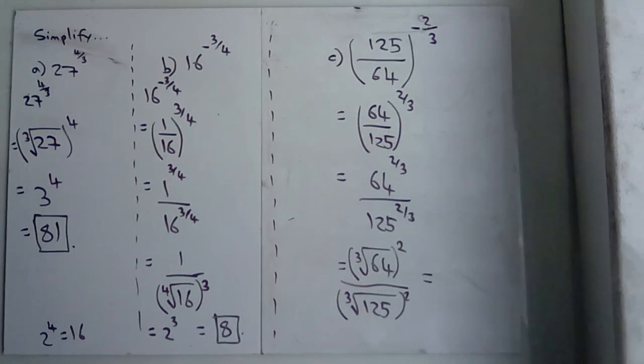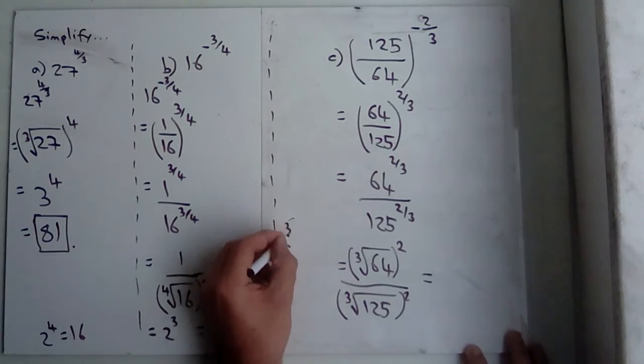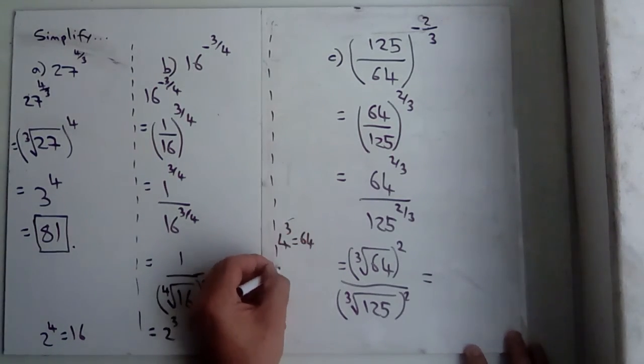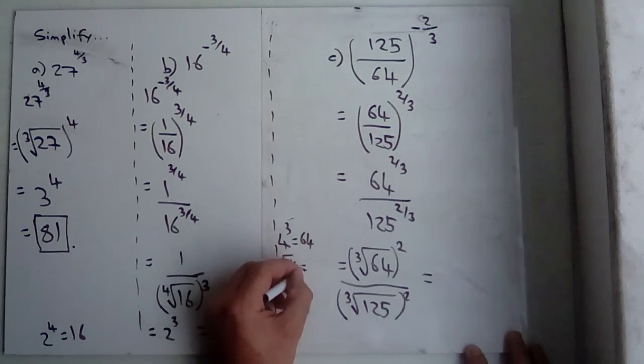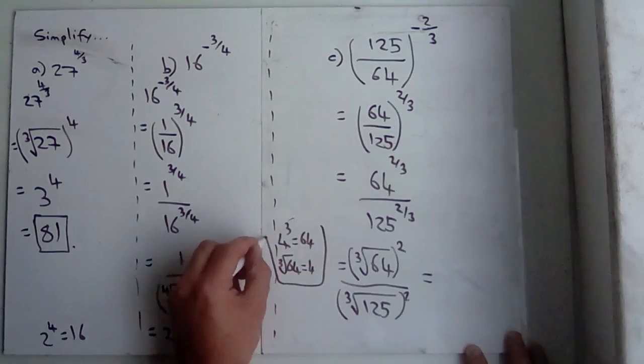Think of your cube numbers. So 1 times 1 times 1 is 1. 2 times 2 times 2 is 8. 3 times 3 times 3 is 27. 4 times 4 times 4, well, 4 4s are 16, times it by 4 again is 64. So 4 cubed is 64, which means that the cube root of 64 is 4. So that's the first bit.